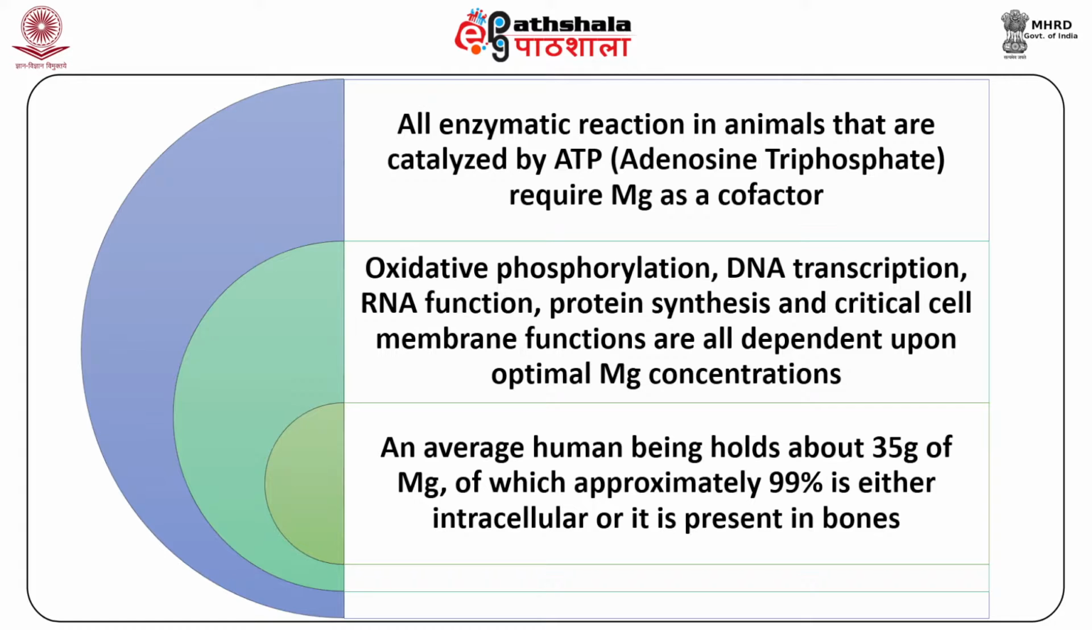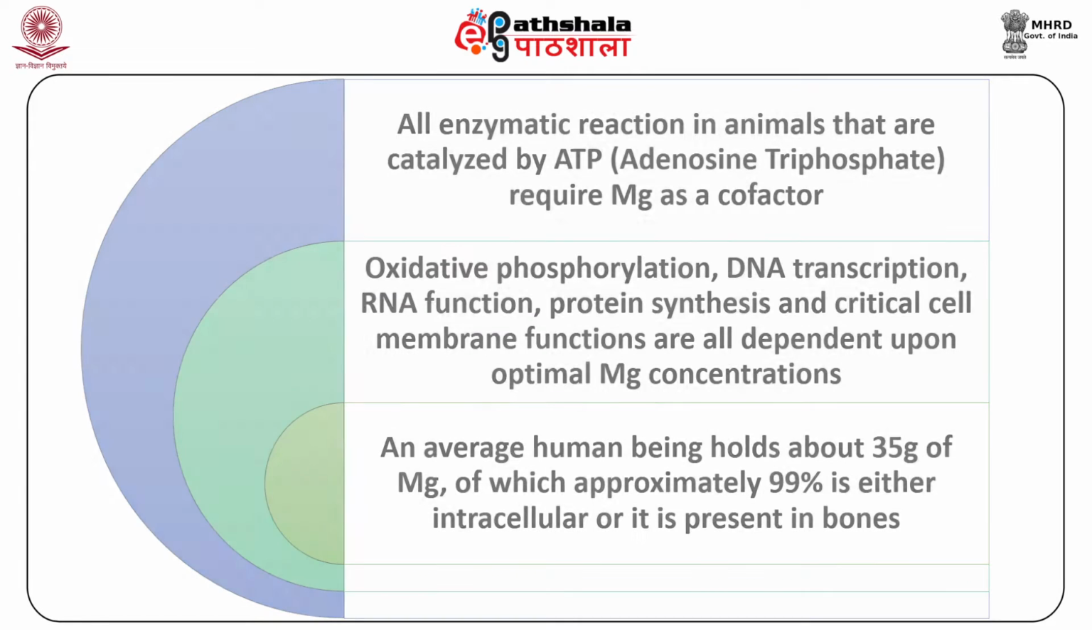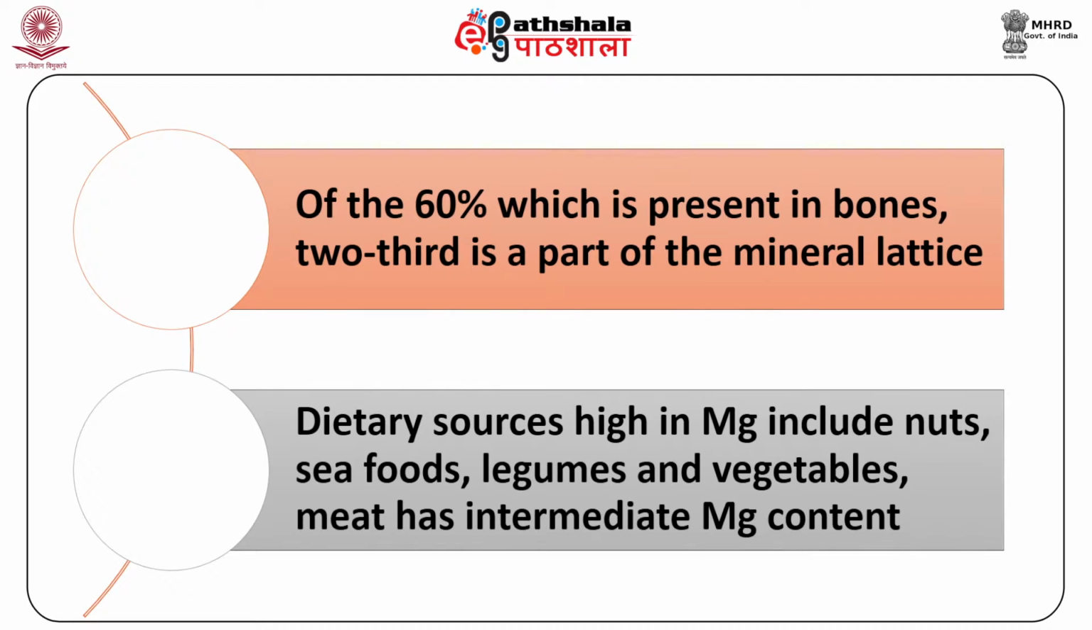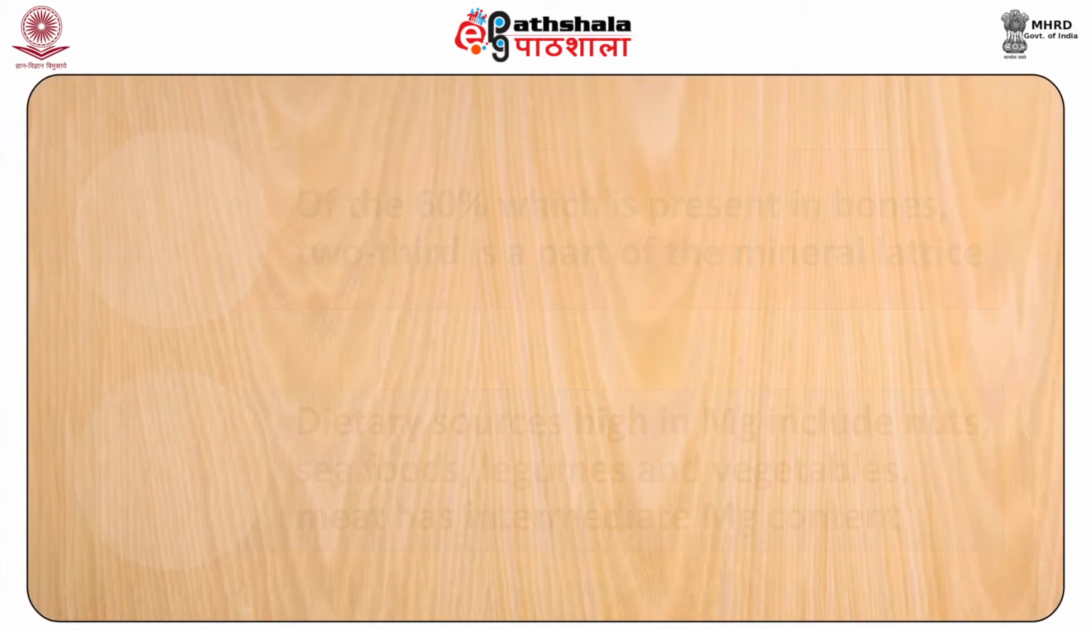An average human being holds about 35 grams of magnesium, of which approximately 99% is either intracellular or present in bones. Of the 60% which is present in bones, two-thirds is a part of the mineral lattice. Dietary sources high in magnesium include nuts, seafood, legumes, and vegetables. Meat has intermediate magnesium content. Potassium.